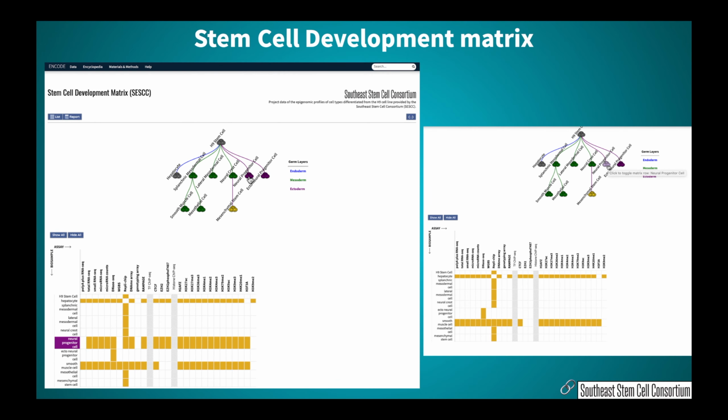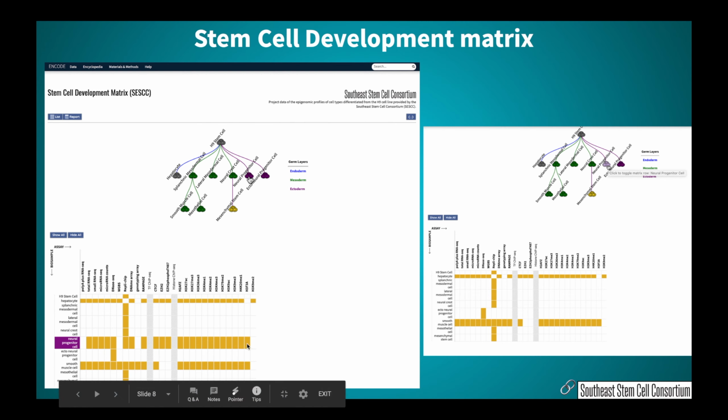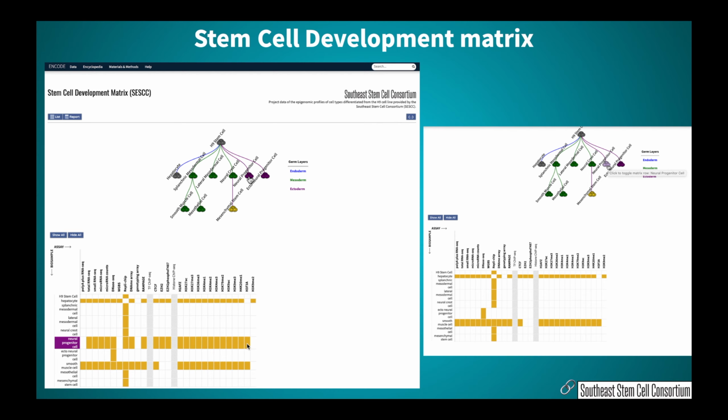This is the stem cell developmental matrix. In this matrix, what we are looking at is the different cell types that are derived from the H9 stem cell progenitor cells. The different cells that are derived from this progenitor cell are graphically listed in particular cell types. If you hover over these cell types, you can see the corresponding rows that are highlighted that contain that particular biosample.